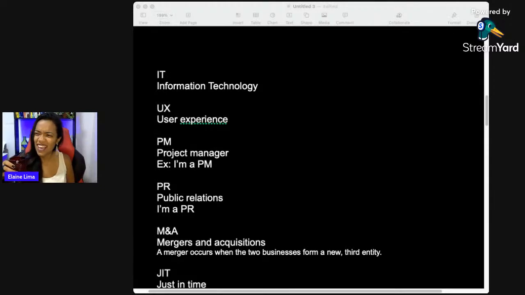Maybe, do we say RP in Portuguese? In Portuguese, relações públicas? I don't know. But in English, they do. The next one, M&A. So the pronunciation is M&A, which is mergers and acquisitions. So a merger happens when two businesses form a new business, right? So imagine two companies go together and then they build a new business, okay?